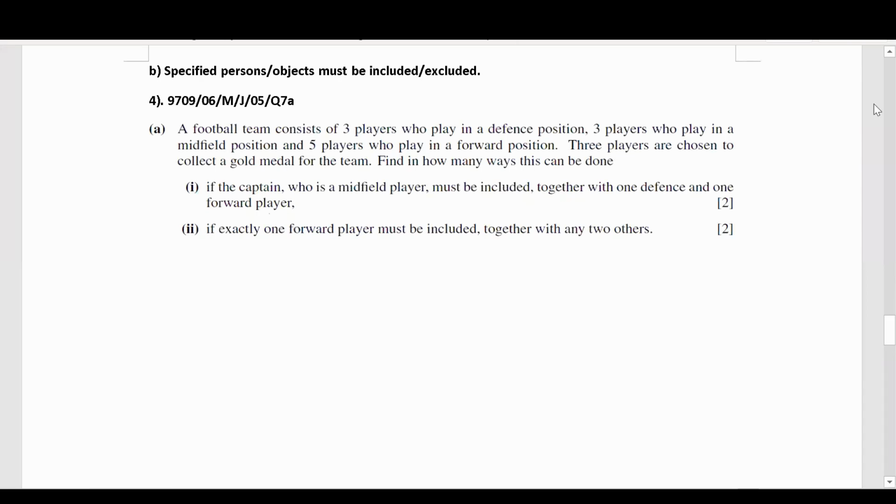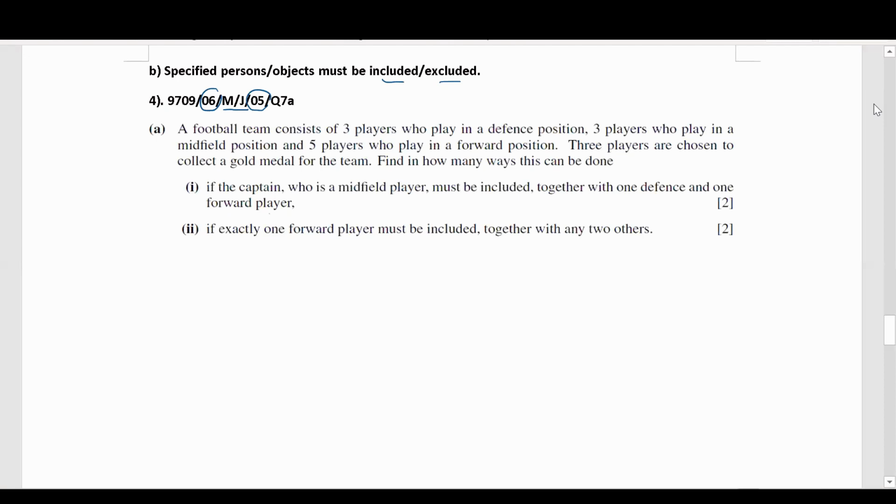Hi, in my previous lessons, we discussed selections using nCr and questions about selecting three different persons or objects with restrictions. Now, in this lesson, we continue to look at questions where specified persons or objects must be included or excluded. All right, have a look at question 4, which is a question from May-June 2005, paper 6.